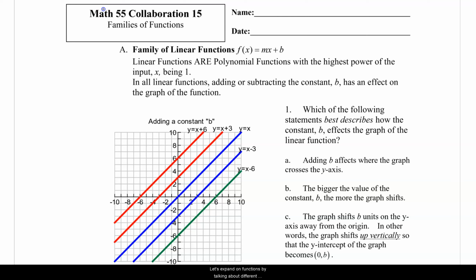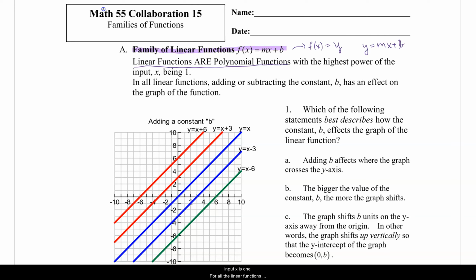Let's expand on functions by talking about different classes or families of functions. Our first family of functions that we will discuss are linear functions. Now, a quick reminder, f of x is just another way to write y. So this y equals mx plus b, that's our slope-intercept form for a line. Linear functions are a special type of polynomial function, and the highest power on the input x is 1.